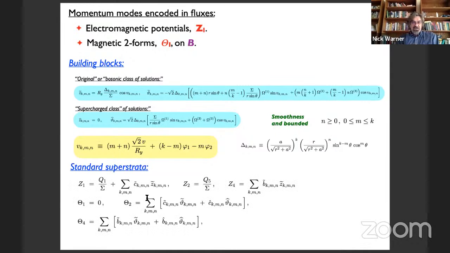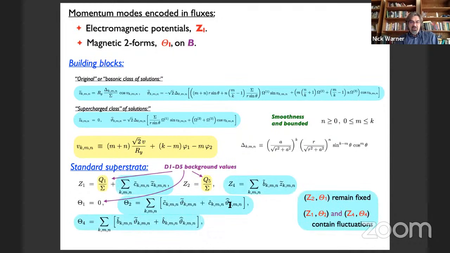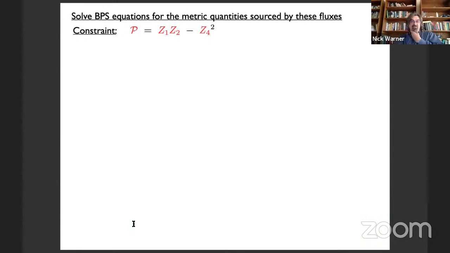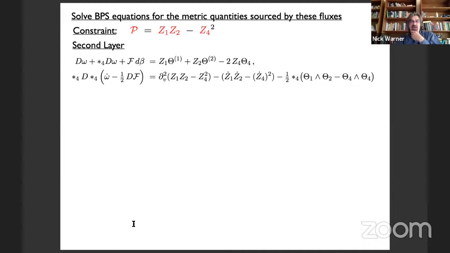Then in the standard superstratum, we have the original background D1, D5 charges of the supertube, but now we decorate things with the fluxes. In particular, because we know what the holographic dual is, though you could do something more general, we don't touch Z2 and theta1, but we add fluctuating modes in the most general form to Z4 and theta4, and also to Z1 and theta2. We throw those in. But then you start solving the BPS equations, and you immediately find the constraint that tells you some of these constraint functions, but then you have to solve the second layer. I talked about how to do that last time.